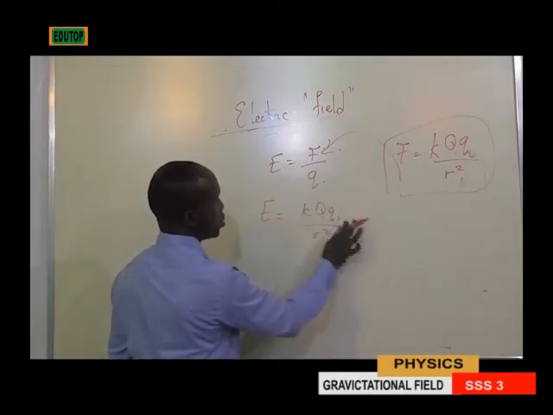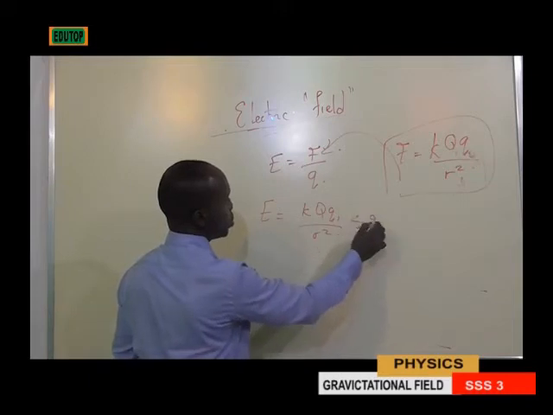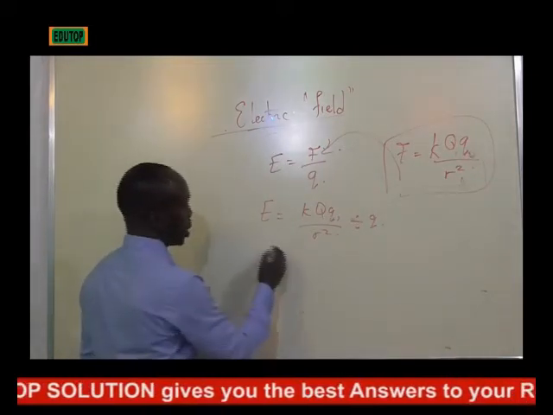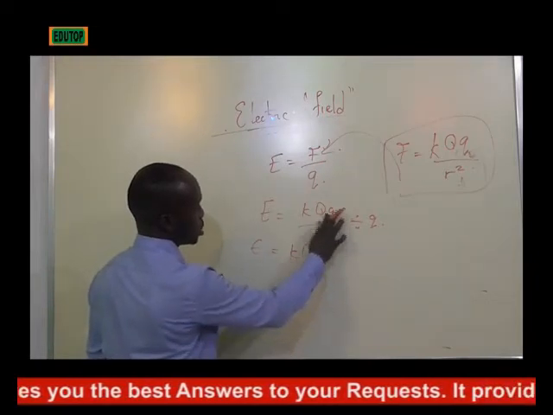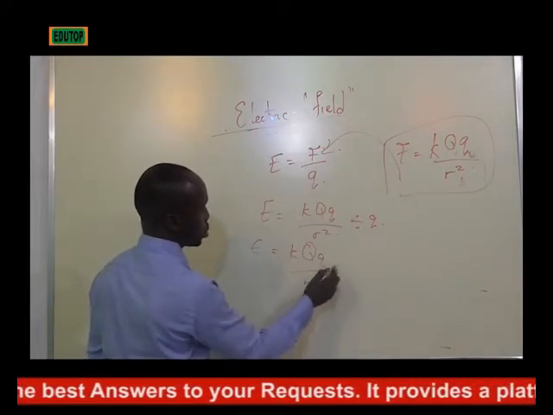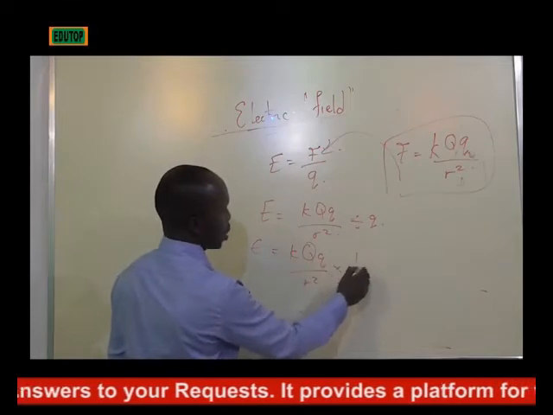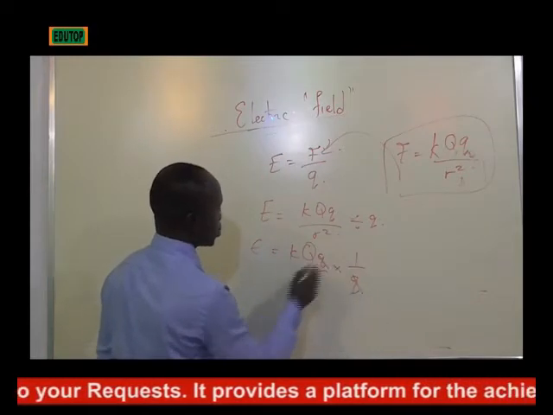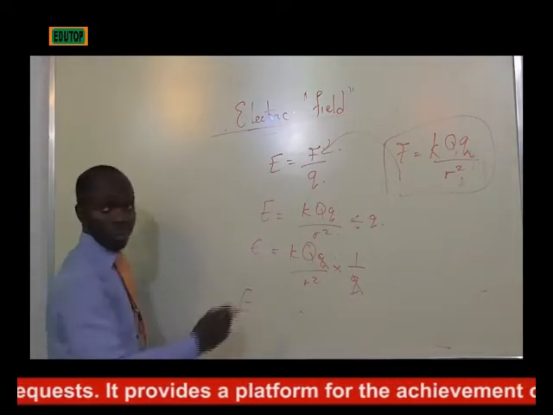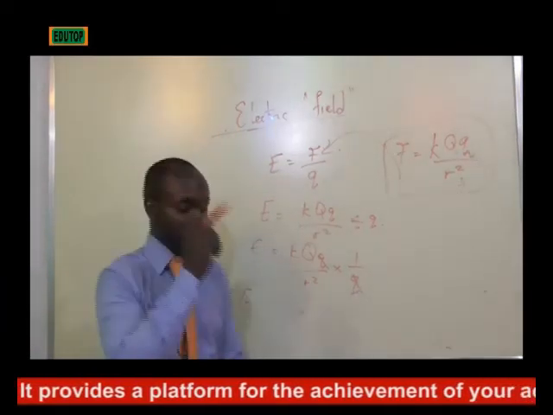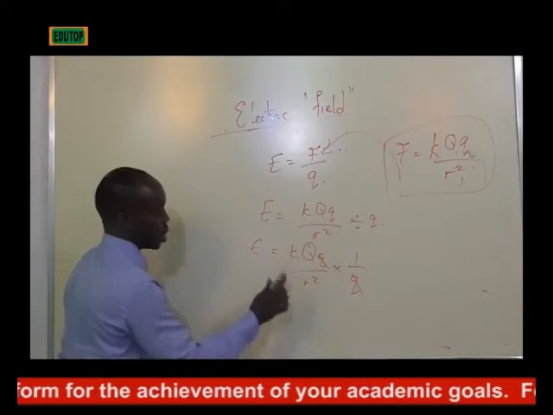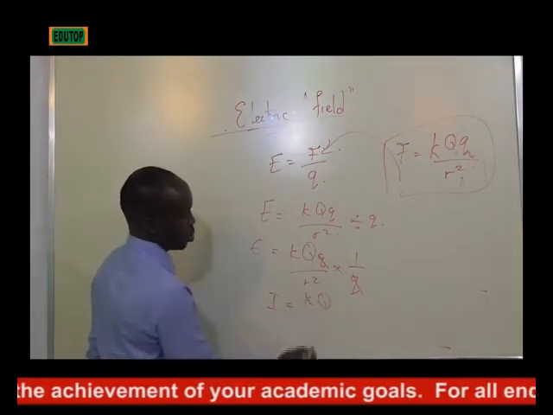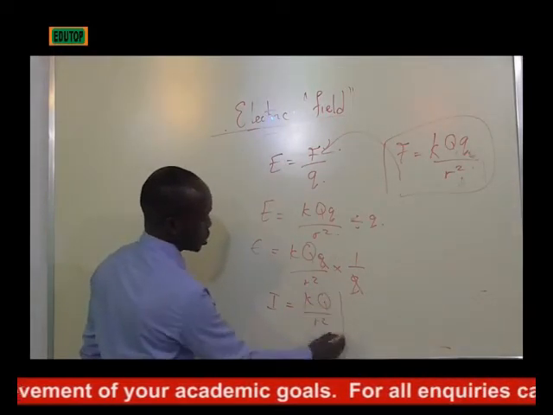Now this should be divided by q. So from there you apply your mathematics: the big Q, small q over R squared will now give you times 1 over q, where this q cancels this q. So your electric field intensity, let's use that as I, will now be KQ all over R squared.